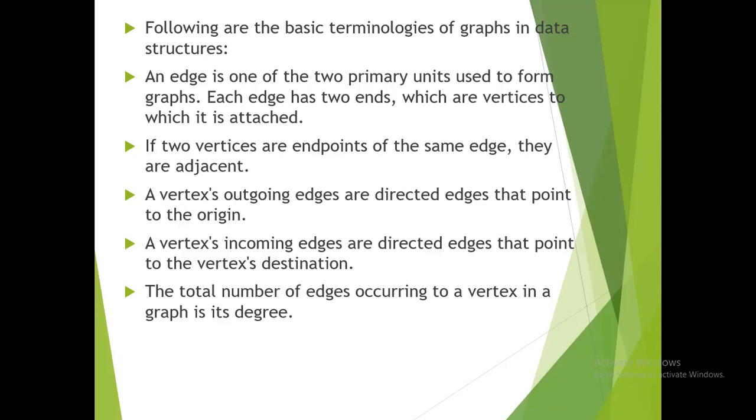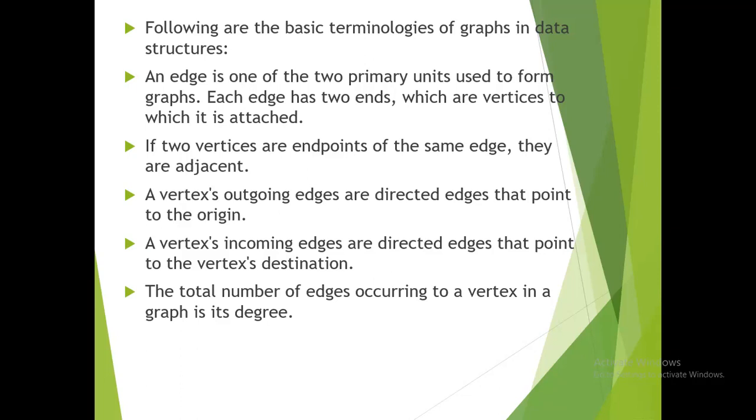An edge is one of the two primary units used to form a graph. Each edge has two ends, which are the vertices to which it is attached. If two vertices are endpoints of the same edge, they are adjacent. A vertex's outgoing edges are directed edges that point from the origin. A vertex's incoming edges are directed edges that point to the vertex destination.